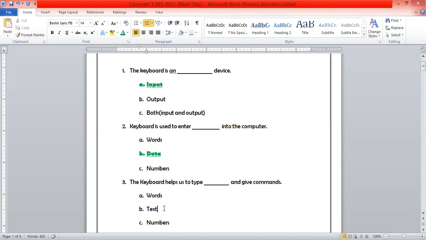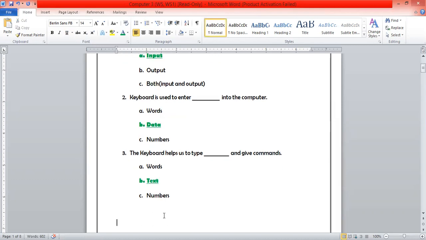For example, someone is saying, send me the text message. What does that mean? It means that you can send a message and that message can include the numbers and the letters. So text means all the things, numbers and letters both. So the right answer for question number 3 is text.